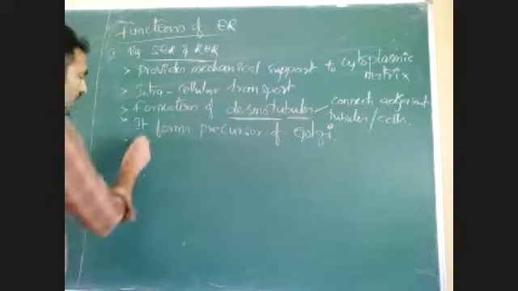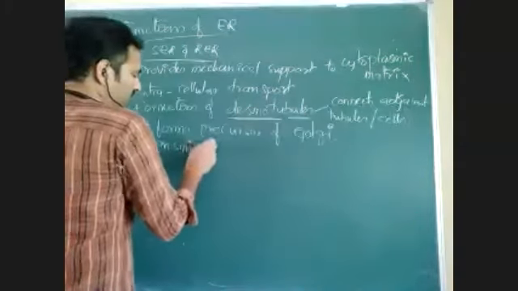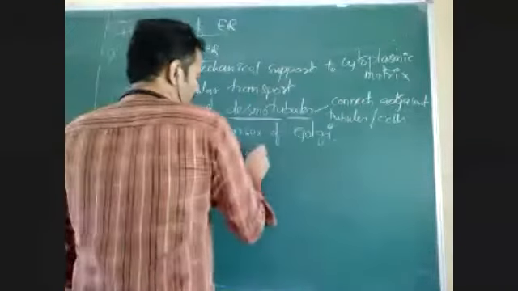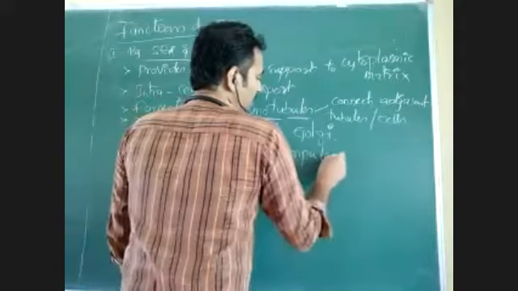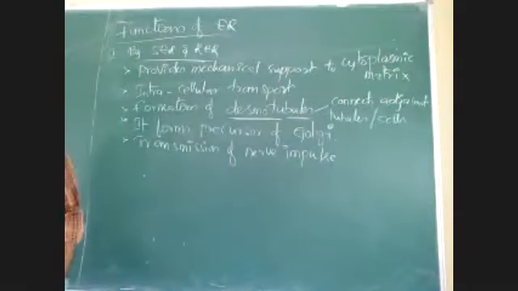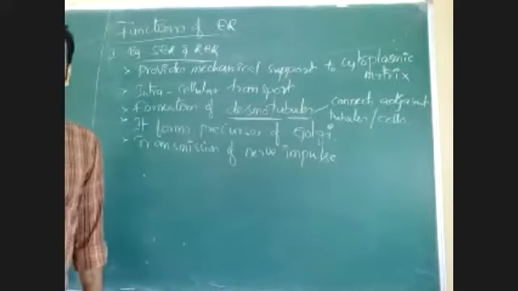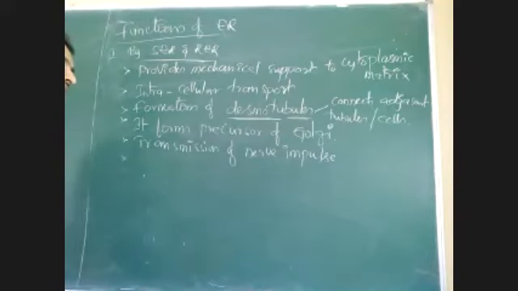And another function is transmission of nerve impulse. The message which is carried by the nervous system. Our nervous system has nerve cells called neurons. Through the neurons, there is a transmission or transport of messages. That transmission of nerve impulse is also carried by endoplasmic reticulum. In neuron cells, it is responsible.